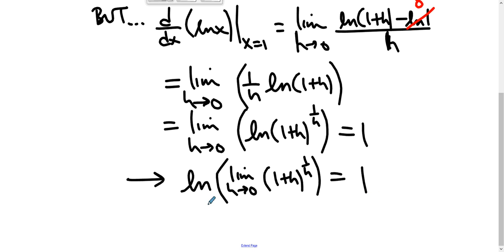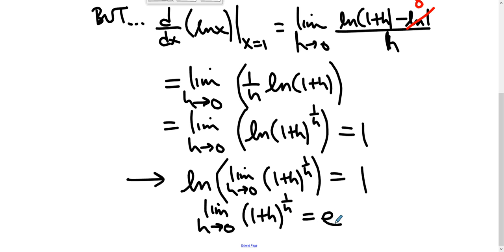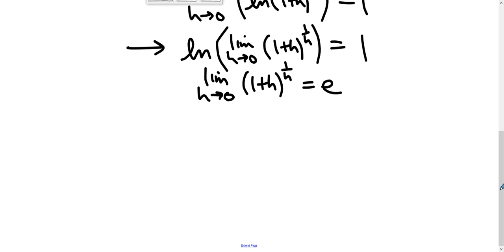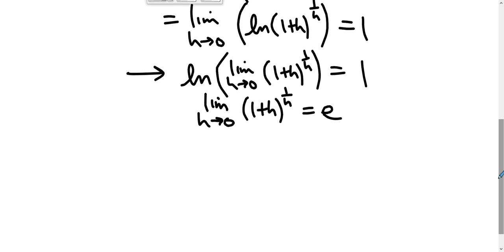And that means that the limit as h approaches 0 of 1 plus h to the 1 over h has to be E. So E is, in fact, a limit. And we can bring that to a pre-calculus class without too much trouble. So what's the connection to our Algebra 2?